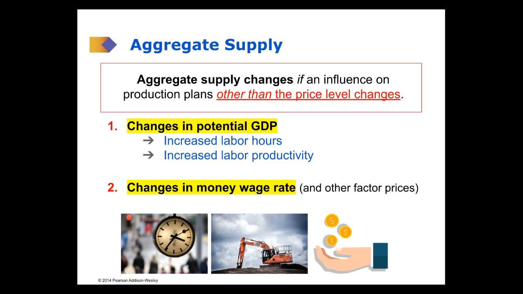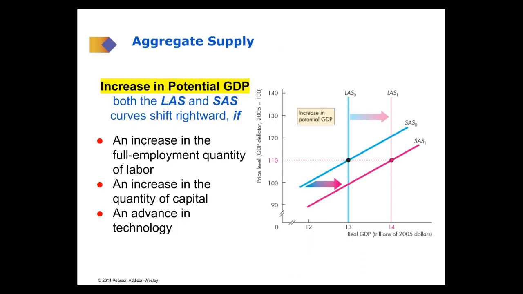In those cases, since you have an increase in potential GDP, you also have an increase in the long-run aggregate supply. Well, it's also true that we can have changes to the money wage rate or other factors of production, and this will also affect the amount of aggregate supply we have in the economy. So the aggregate supply can change if something changes other than the price level. And so we can see that we can have an increase in potential GDP. This will happen if there's an increase in the full employment quantity of labor, if there's an increase in the quantity of capital that's invested in the economy, or if there's an increase in technology.